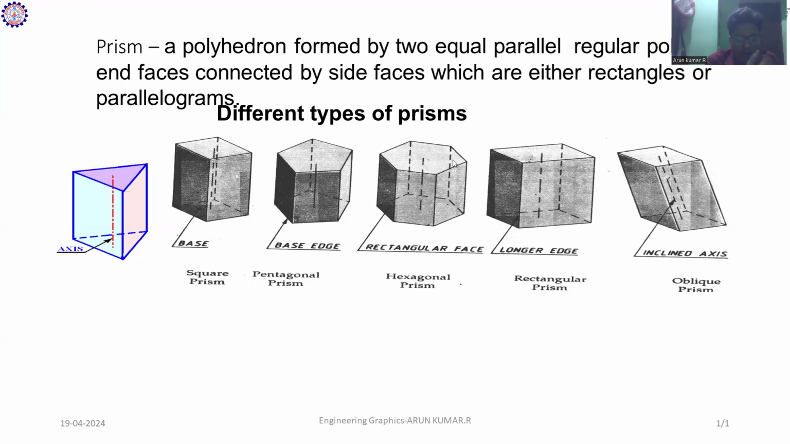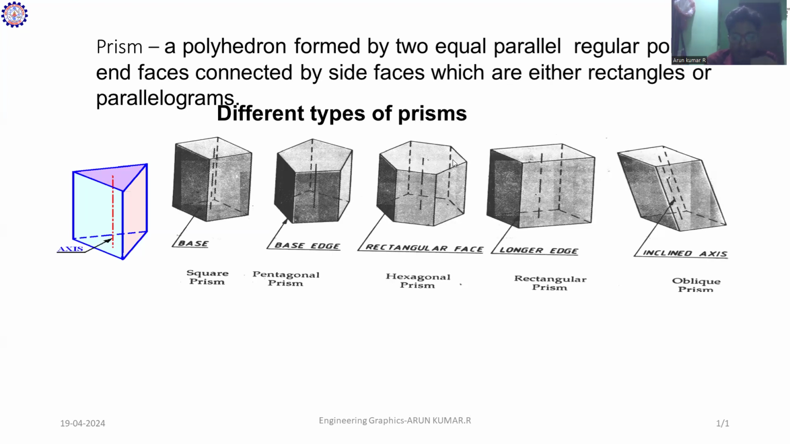When we discuss the prism category problem, these are the parameters. I have taken different solids in front of you for clear understanding, because different types of prisms and different conditions of the solid will be placed. First of all, what is the meaning of prism? A prism is a polyhedron formed by two equal and parallel regular polygons.